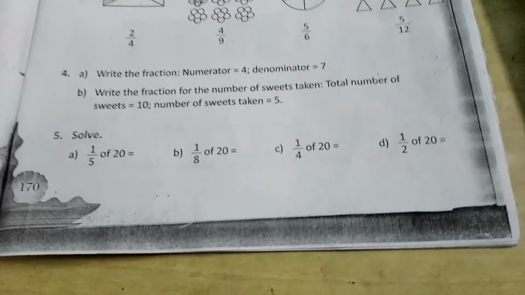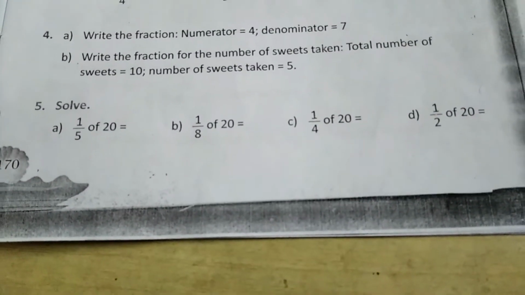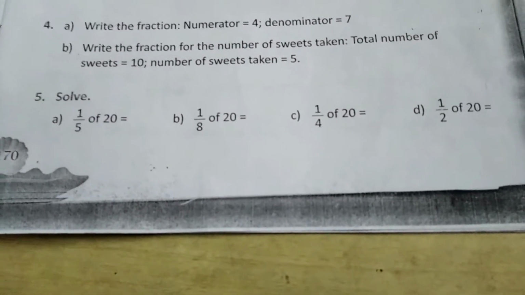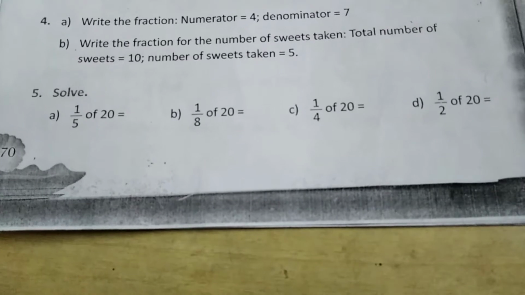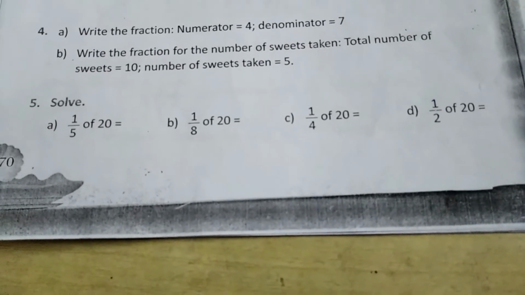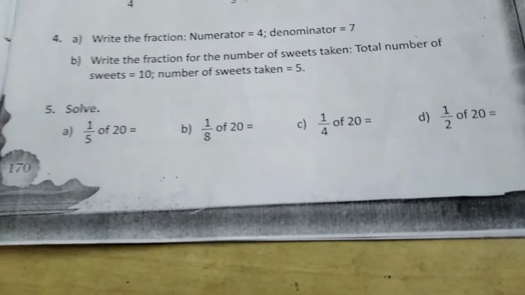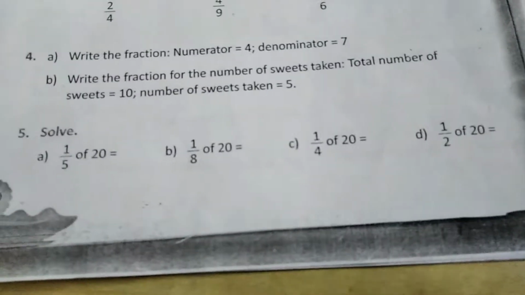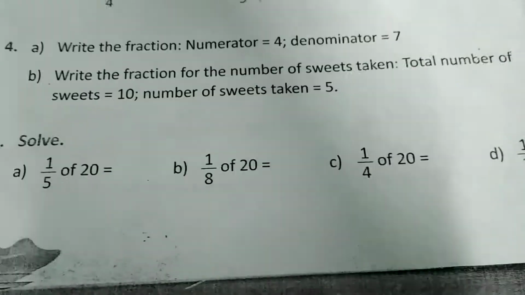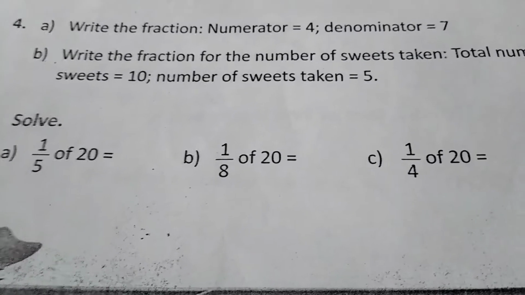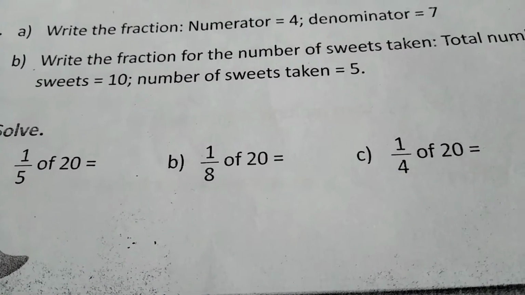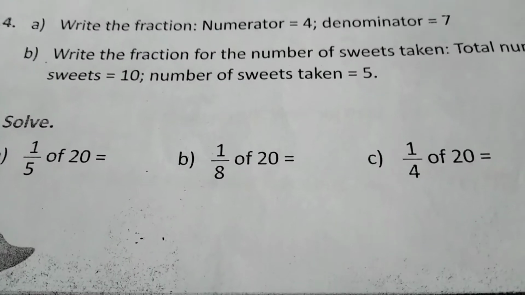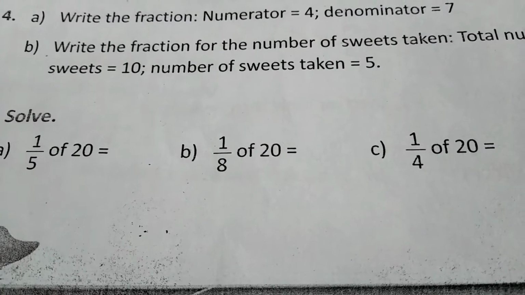Hello everyone. Today I am going to solve question number 4, and last class you learned how to write a fraction. What is a fraction? You know about it, so it will be easy for you to do number 4. The first question says to write the fraction, and they have given the numerator and denominator. In a fraction there are two things, the up and the down. The up is known as the numerator and the down is known as the denominator.